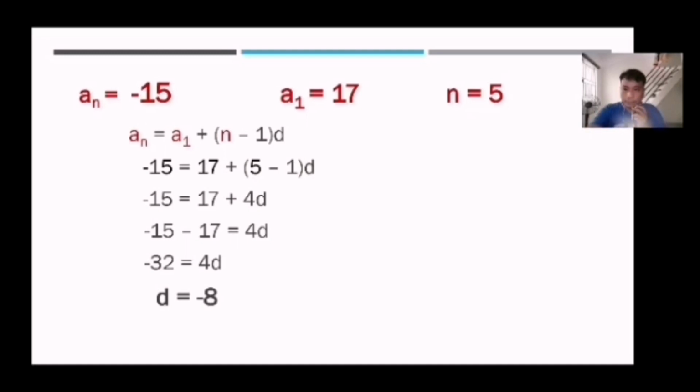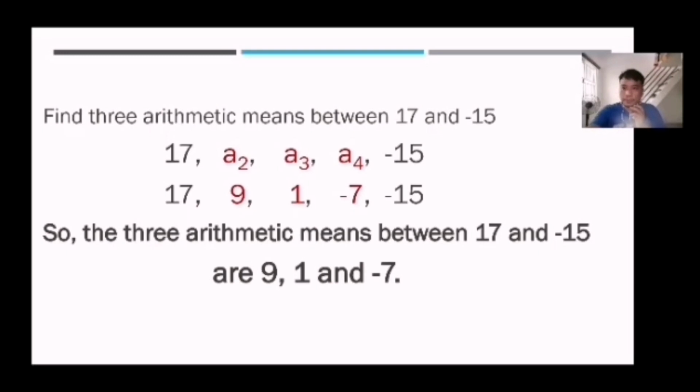Let's go back with the question. Let's apply the missing term. Okay, so first term is 17 plus the common difference which is negative 8, it becomes 9. Plus negative 8, it becomes 1. Plus negative 8, it becomes negative 7. Plus negative 8, it becomes negative 15. So it satisfies the first and last term. So we can say that the three arithmetic means between 17 and negative 15 are 9, 1, and negative 7.